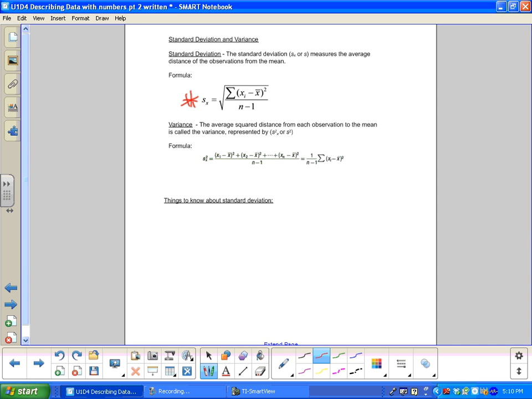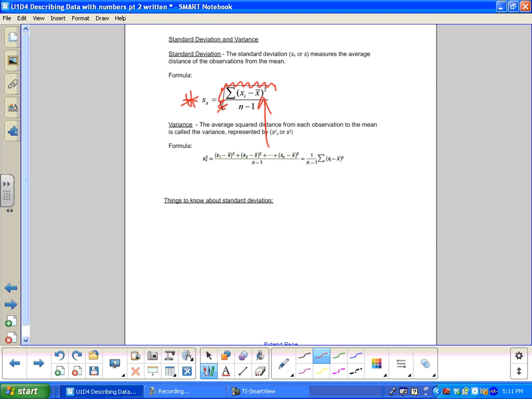All right, so how we get standard deviation is we first calculate what's called the variance. And this just shows the squared distance from each observation to the mean. It's the same thing that's up here except without the square root. So if we took away the square root, then this is what you'd get: the first data value minus the mean.